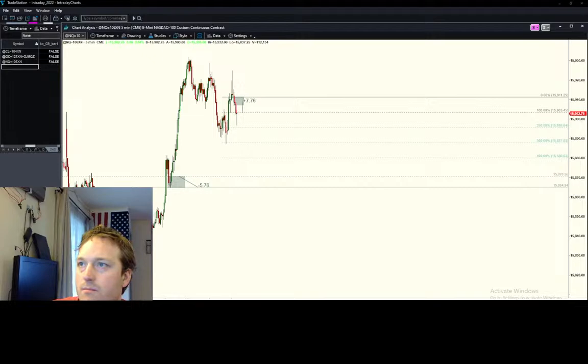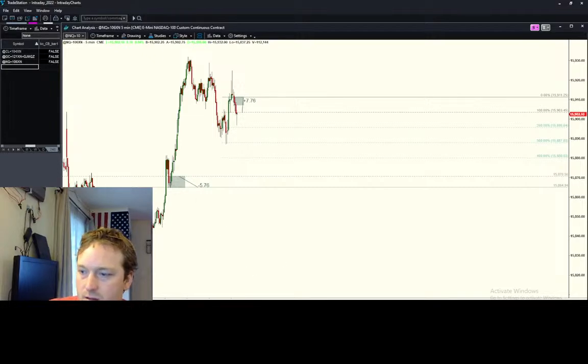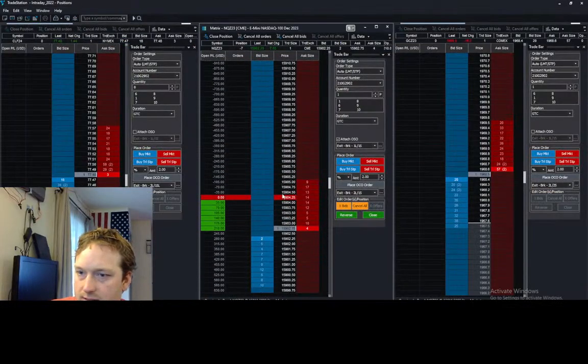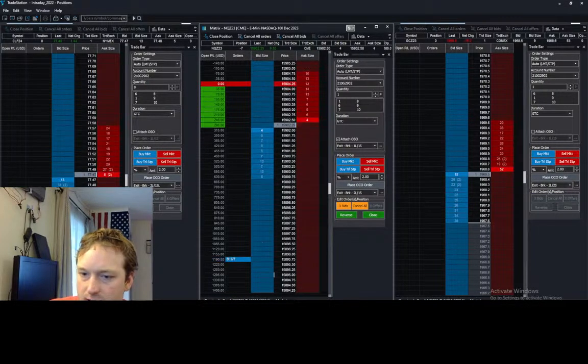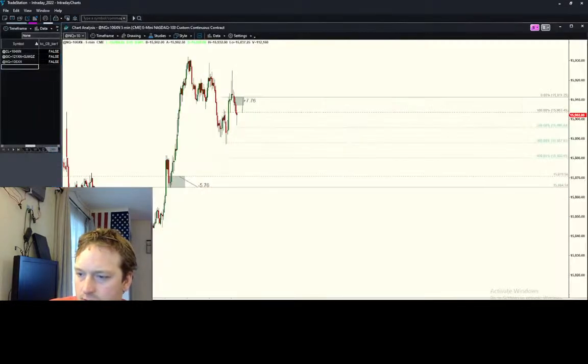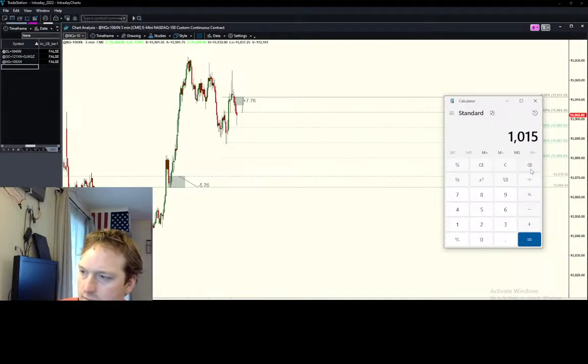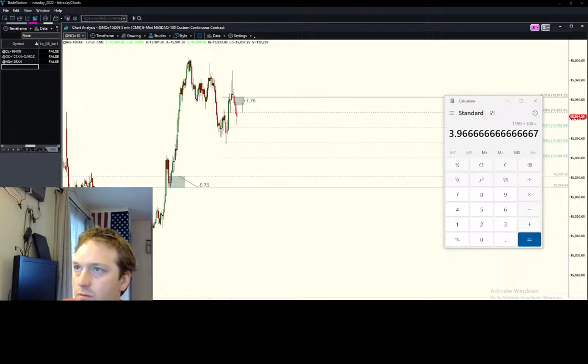Good. My risk on the trade is, let's see here, 1015 for 1190, 3.83 apples for 1190, 3.97, let's just say 3.8. Yeah, I just do 1 decimal point. That's better.